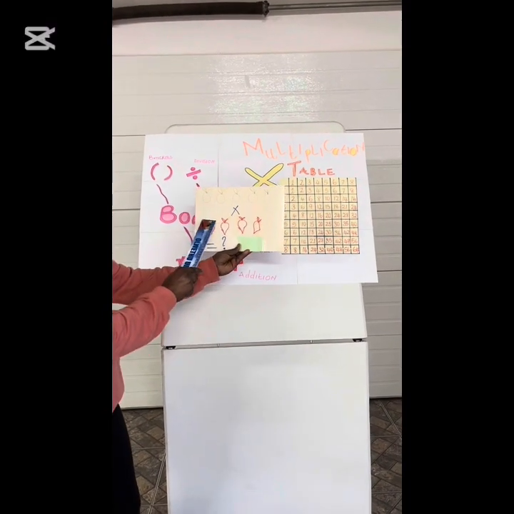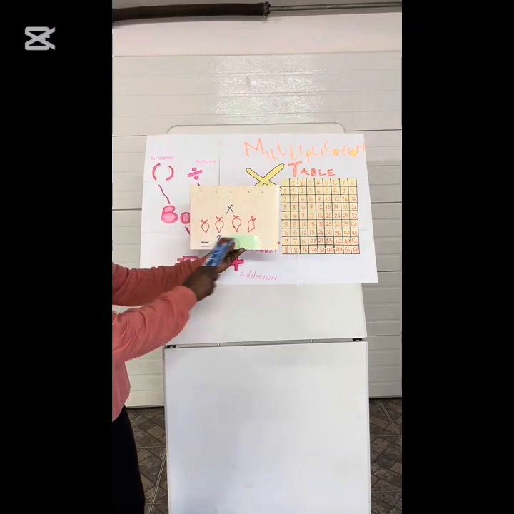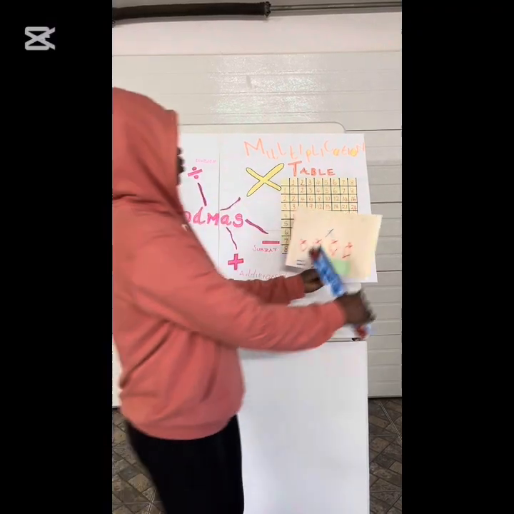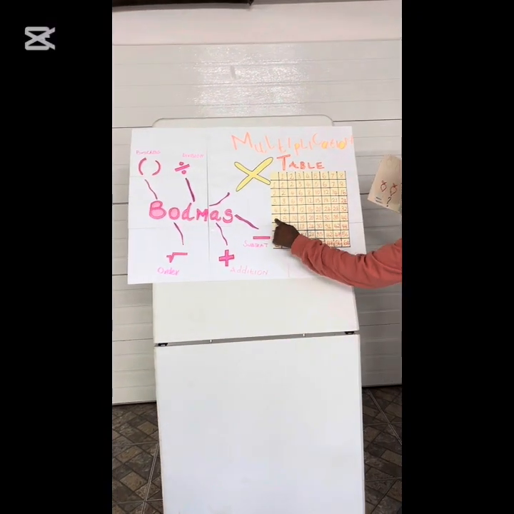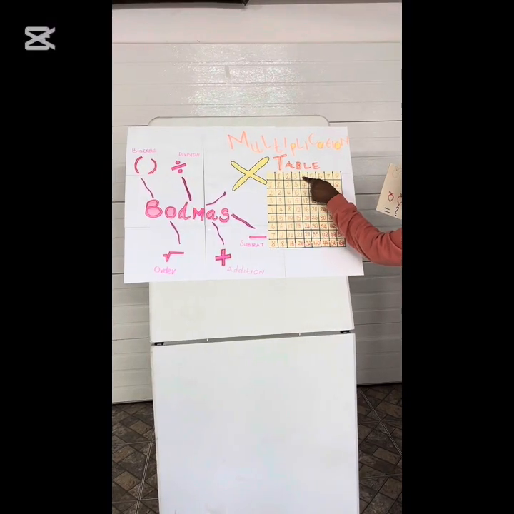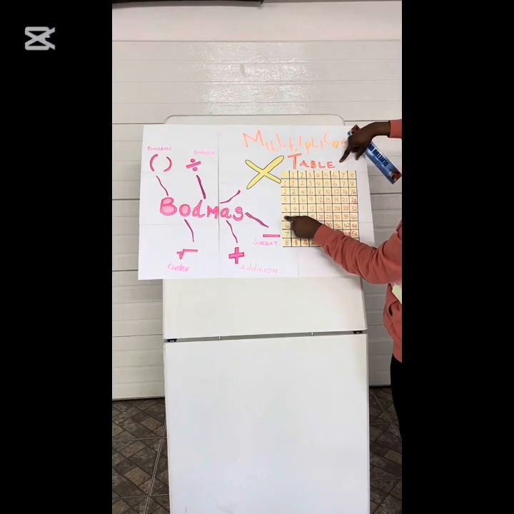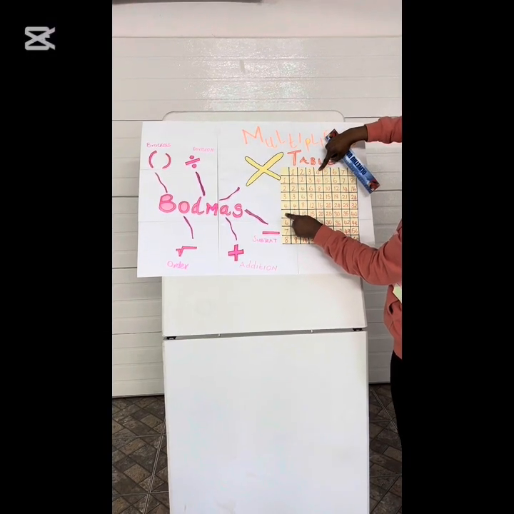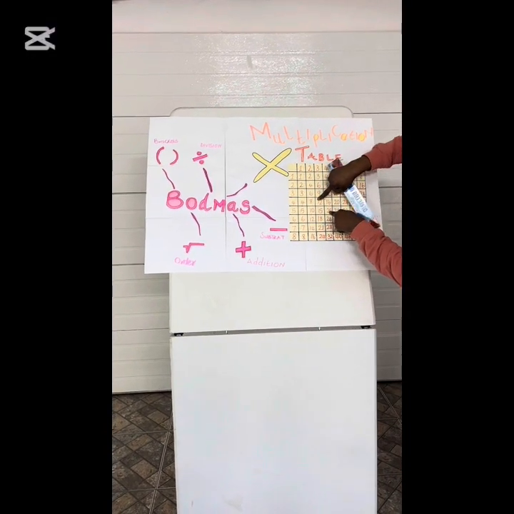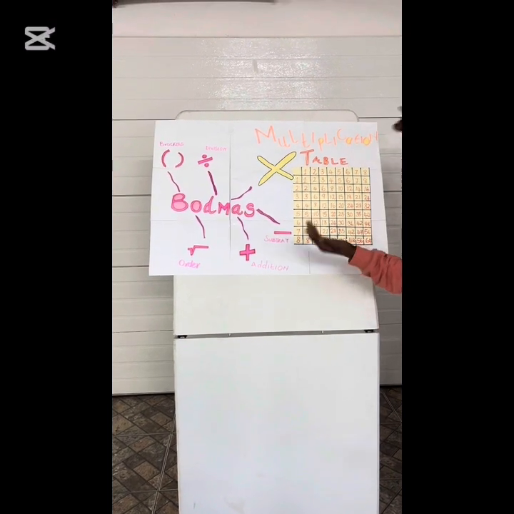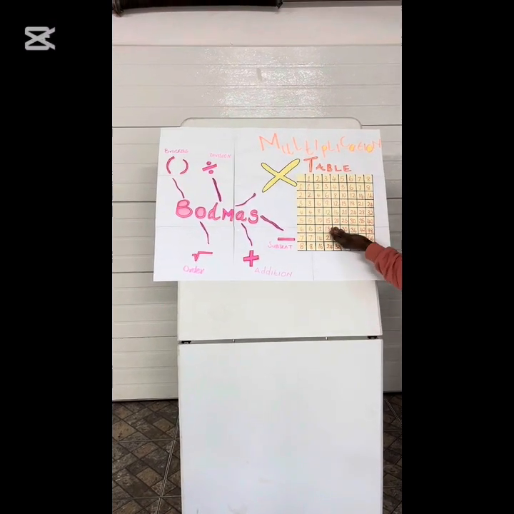So, 5 apples and 4 strawberries. We have 5 apples and 4 strawberries. And then I can easily point at 5 apples and 4 strawberries and come up with the answer. The answer is 20. I didn't use a calculator, but I brought an answer.